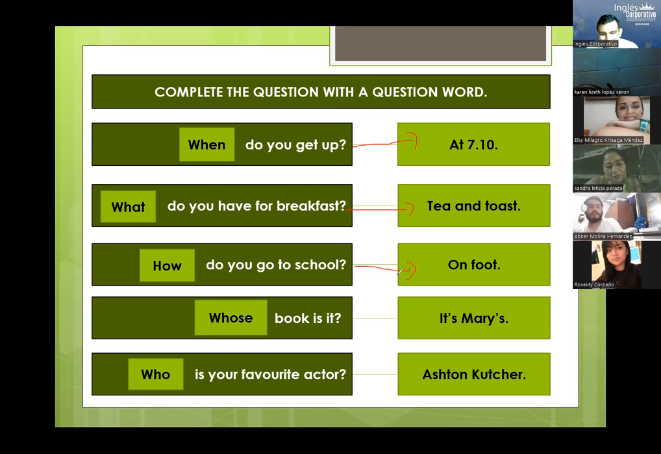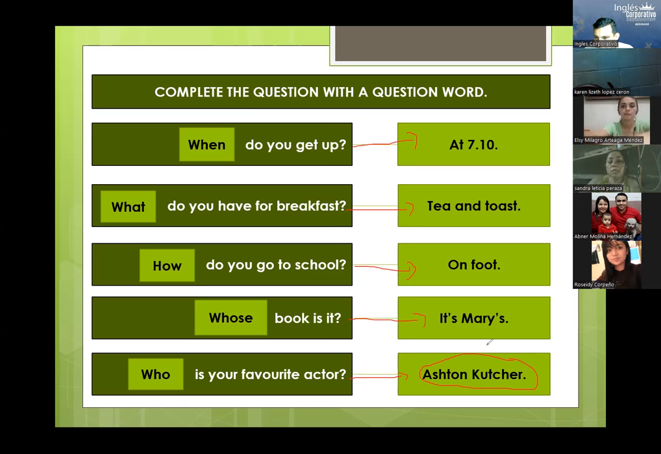En la siguiente pregunta, whose book is it? Es de María. It's Mary's. Who is your favorite actor? Ashton Kutcher. My favorite actor is Ashton Kutcher. Este es un nombre propio. Digamos Luis Miguel, por ejemplo. Es un nombre propio.